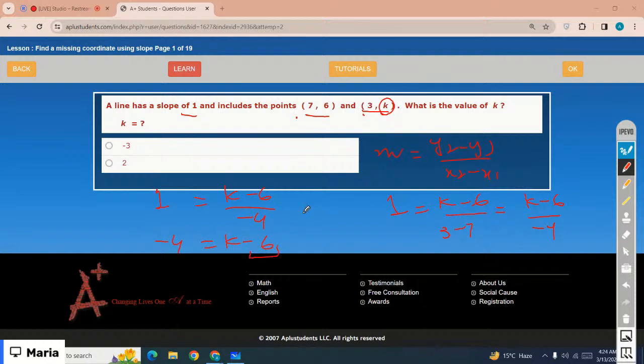Now you need to remove that 6, right? So add 6 both sides. So negative 6 plus 6 is 0. You are left with k here. And 6 minus 4 is 2. So that means k has the value 2. The correct option is 2. Got it? K equal to 2 is the correct option.